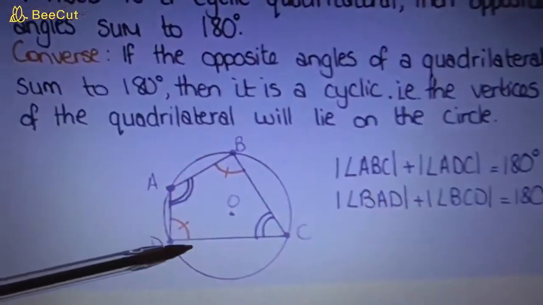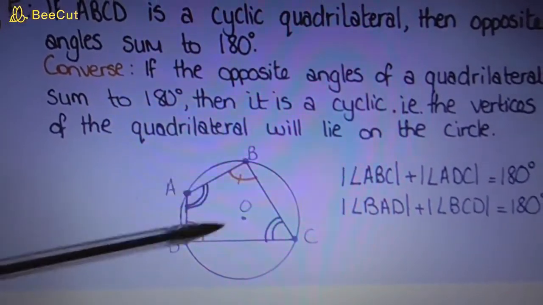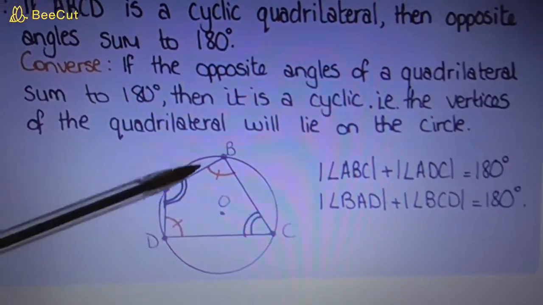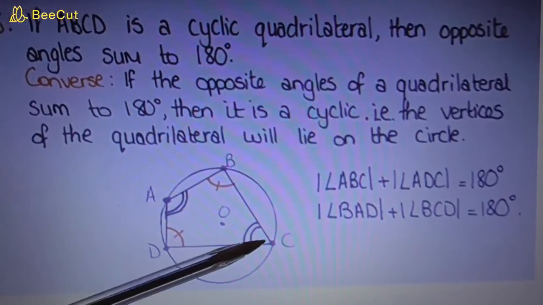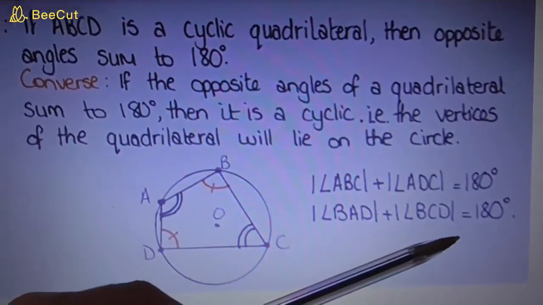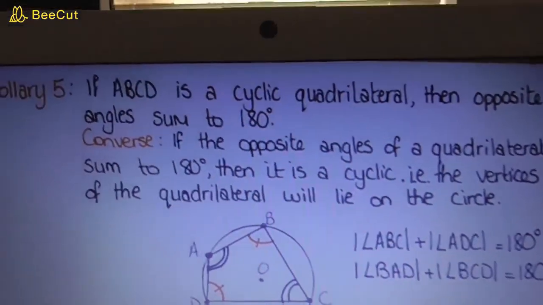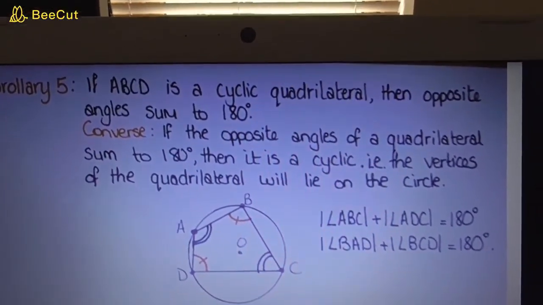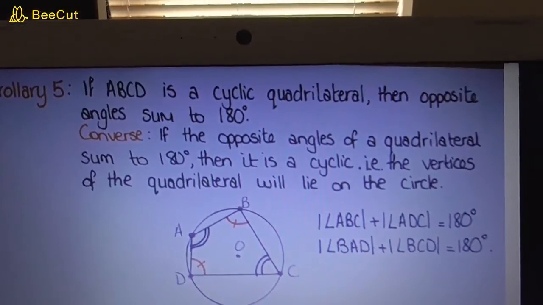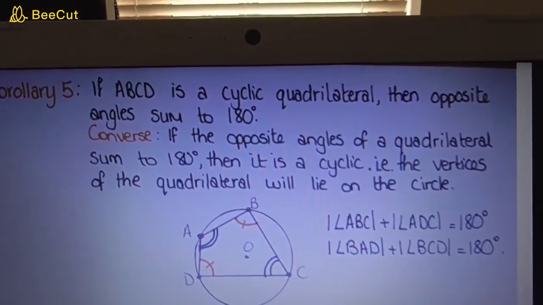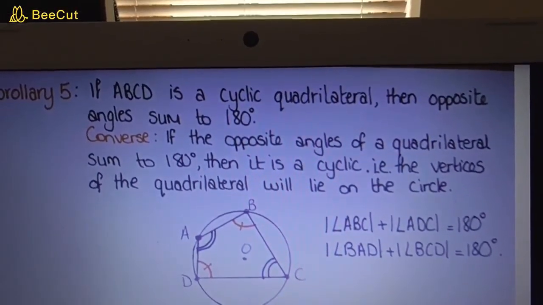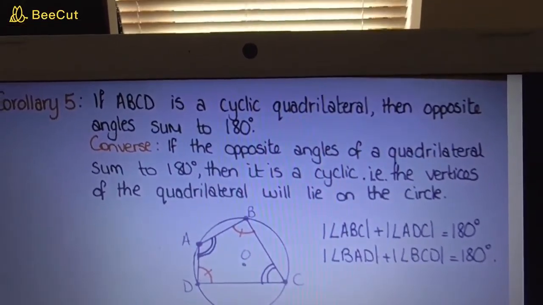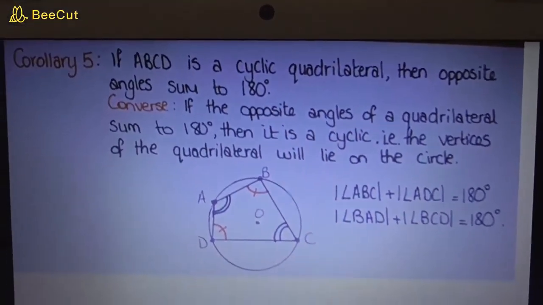So like this red angle here plus this red angle, they're opposite to each other. They will add up together to be 180 degrees. That's just what I've stated here. And angle A and angle C will add together to give you 180 degrees as well. Okay. The converse of Corollary 5 would state that if the opposite angles of a quadrilateral add up to 180 degrees, well then it must have been a cyclic quadrilateral. Okay, i.e. what's a cyclic? It's where the vertices of the quadrilateral are lying on the circle.